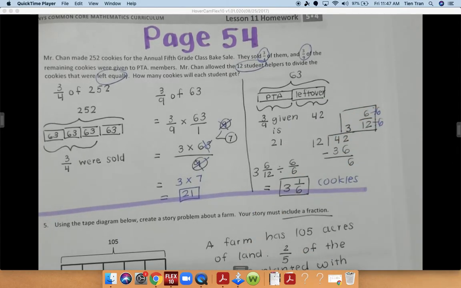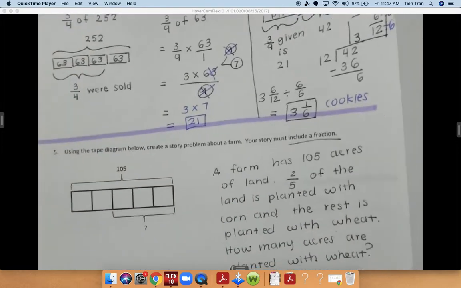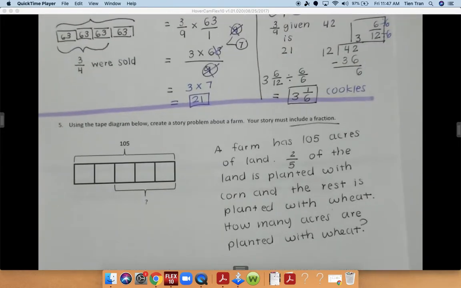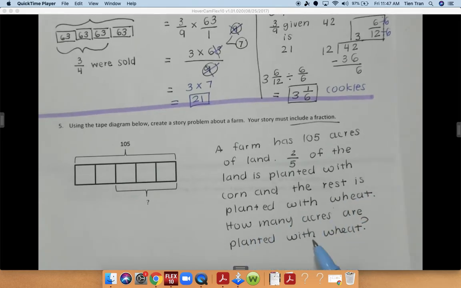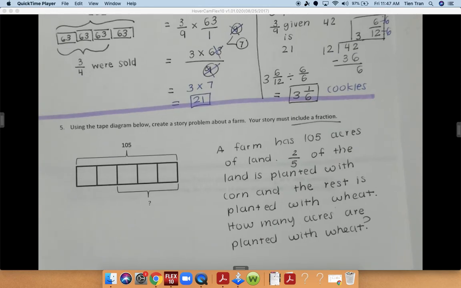For the last problem, it asks you to use the tape diagram below and create a story problem about a farm. Your story must include a fraction. So I wrote a story here. A farm has 105 acres of land. 2/5 of the land is planted with corn, and the rest is planted with wheat. How many acres are planted with wheat? You don't have to solve for it, but they want you to write a story. So that's the story that I wrote.